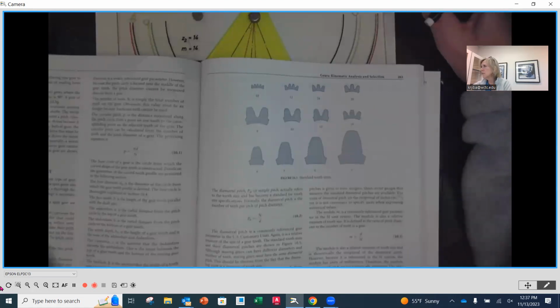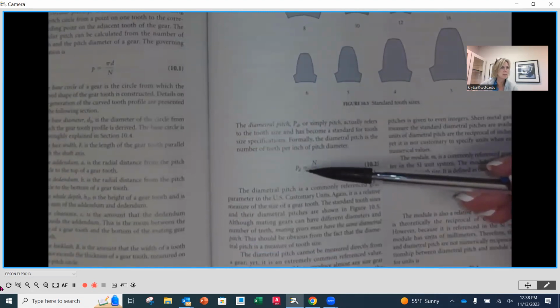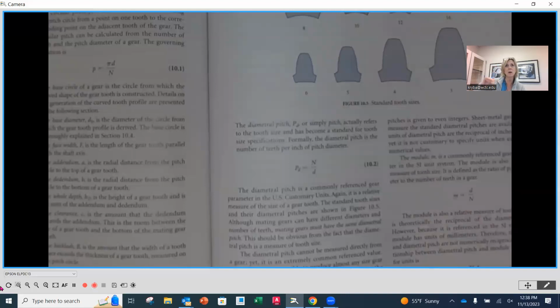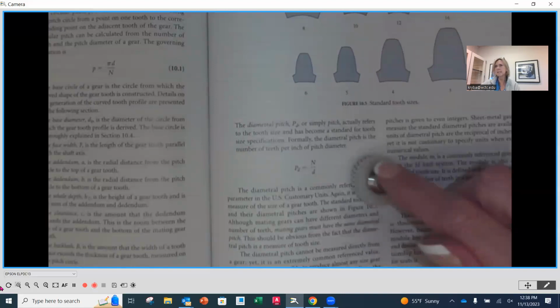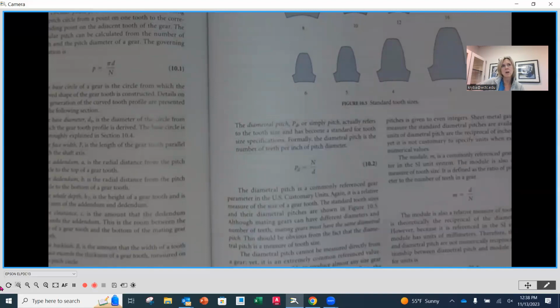Now, the equation that relates a couple of things is going to be diametral pitch, which is capital P sub D. It's going to be equal to the number of teeth, capital N. Number of teeth is literally just counting around the outside of a gear how many teeth are on it. That's it. So if I have a gear like this, I can count how many teeth there are. That's my N in that equation. And then lowercase d is pitch diameter.